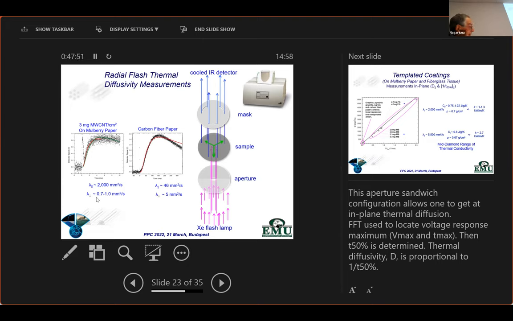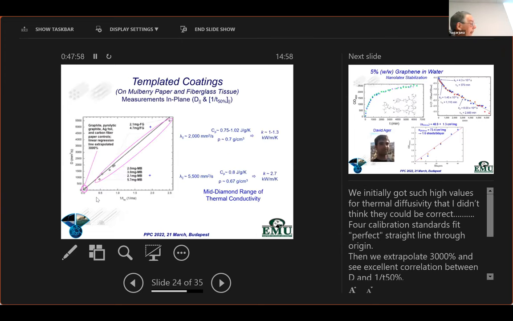But when I first saw these very large diffusivities, I thought, could that be? I don't believe it. So we went back and measured all those T sub 50s, and we plot those inverse T sub 50s versus the software generated thermal diffusion coefficients. We get a perfect straight line for four control materials: graphite, pyrolytic graphite, silver foil, and that carbon fiber I showed. Okay, at this scale we only see two circles, but if we expand this, we'd see four circles fitting a perfect straight line through zero. And when we extend that 3,000%, we get this straight line.